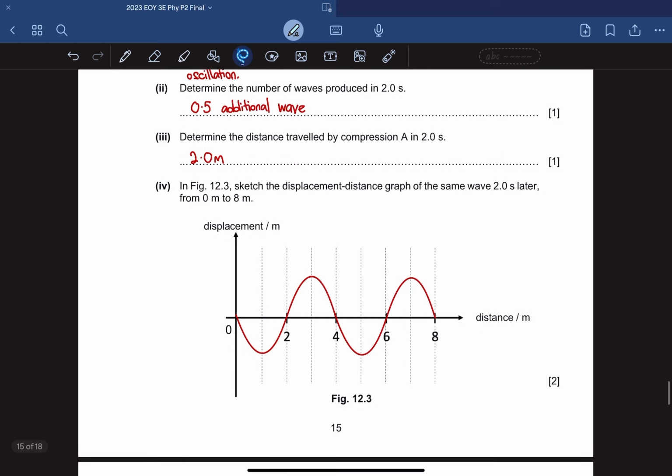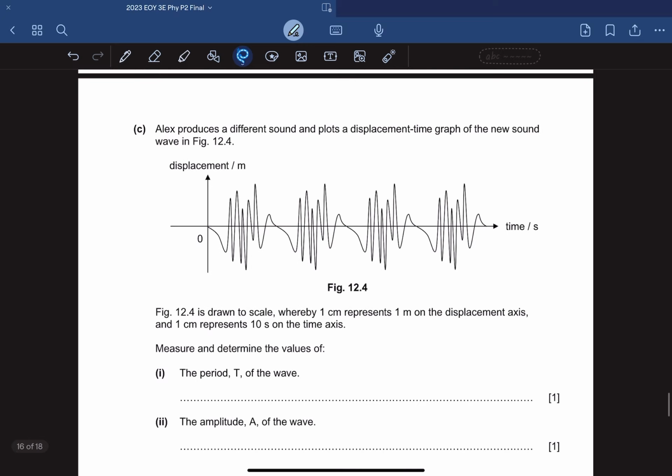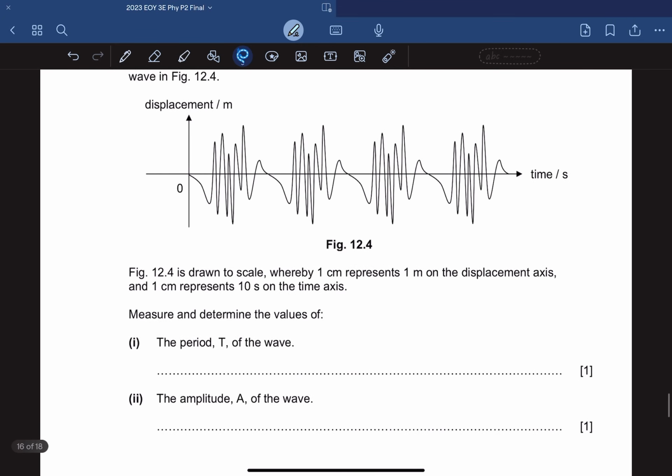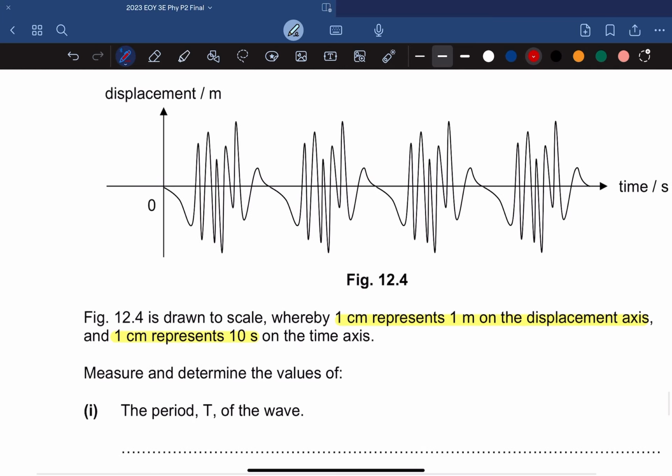Moving on to question part c. Part 1, measure and determine the values of T, the period of the wave, and the amplitude of the wave. If we look at the question carefully, 1 cm represents 1 meter on the displacement axis, which is the y-axis, and 1 cm represents 10 seconds on the x-axis, which is the time axis. To find the amplitude, we can start by finding the period first. Period is simply the time taken for successive crests or troughs. So we just need to measure from one crest to another crest, or one trough to another trough.